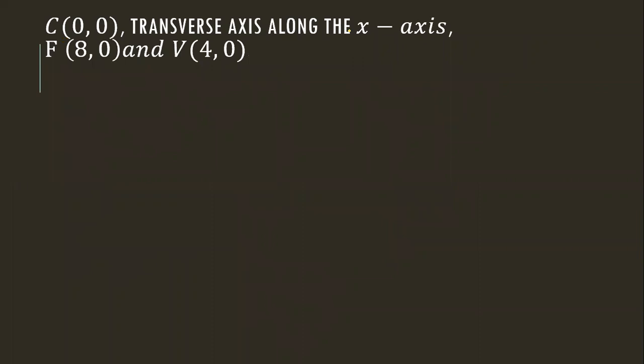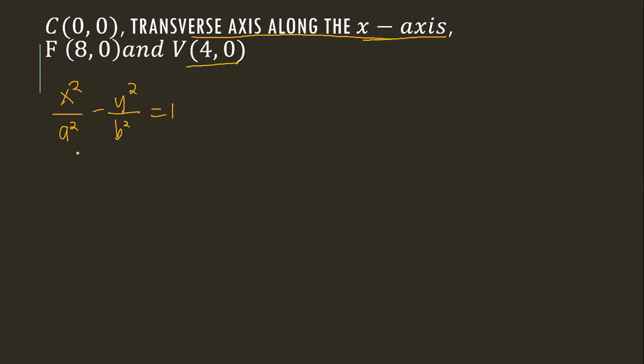Okay, so the next problem is, the center is 0, 0, the transverse axis is along the x-axis, our focus is 8, 0, and our vertex is 4, 0. From here, we can get the equation of the hyperbola. The transverse axis is parallel to the x-axis, so we can have the equation x squared over a squared minus y squared over b squared equals 1.